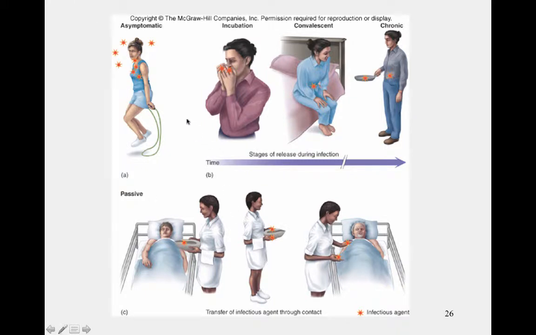Now, this is just a cartoon diagram showing you the different types of carriers here, right? So asymptomatic, and the star is representative of the pathogen. During incubation, right, you don't know that you're infected, or during recovery, or a chronic carrier, usually through food preparation, passive carrier here in the case of a hospital-acquired infection.